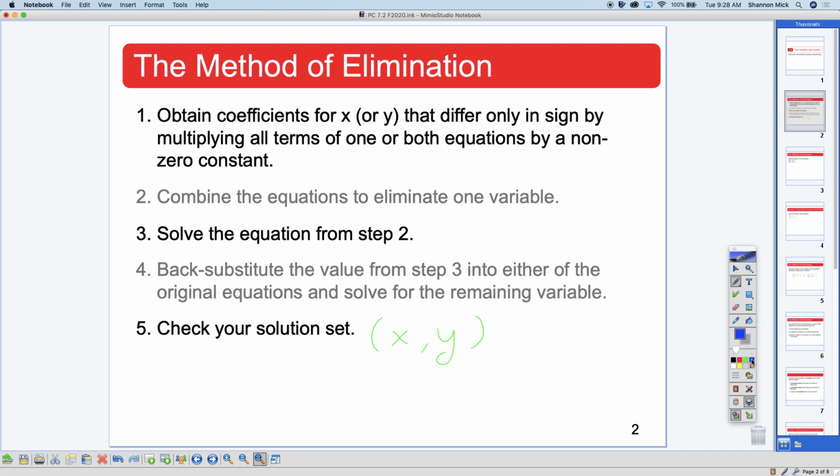The reason I made these in different colors is just to distinguish the steps. So first we have to make a variable able to eliminate, correct? By multiplication of a non-zero. Sometimes it means we multiply one equation. Sometimes it means we multiply what? Both. You just have to do what you have to do. You pick the easiest one.